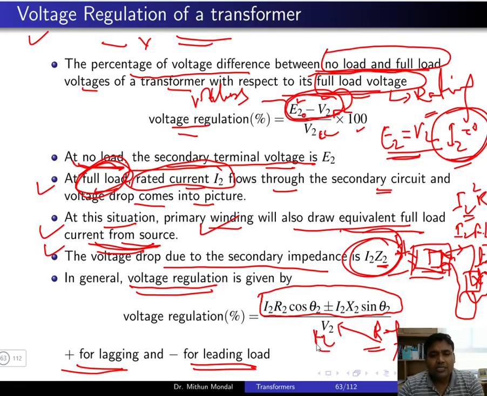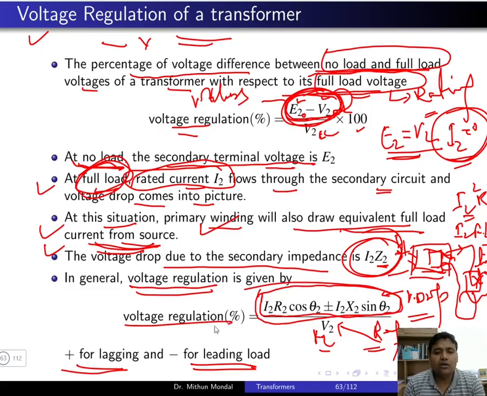In the previous discussion we have discussed that this equation corresponds to the voltage drop in the machine. So E2 minus V2, which is the no load voltage minus the full load voltage of the machine, is basically the total voltage drop in the machine. The total voltage drop divided by the full load voltage will give you the voltage regulation of the machine. If the load is leading, then you put a negative sign, and if the load is lagging, you put a positive sign to determine the voltage drop.